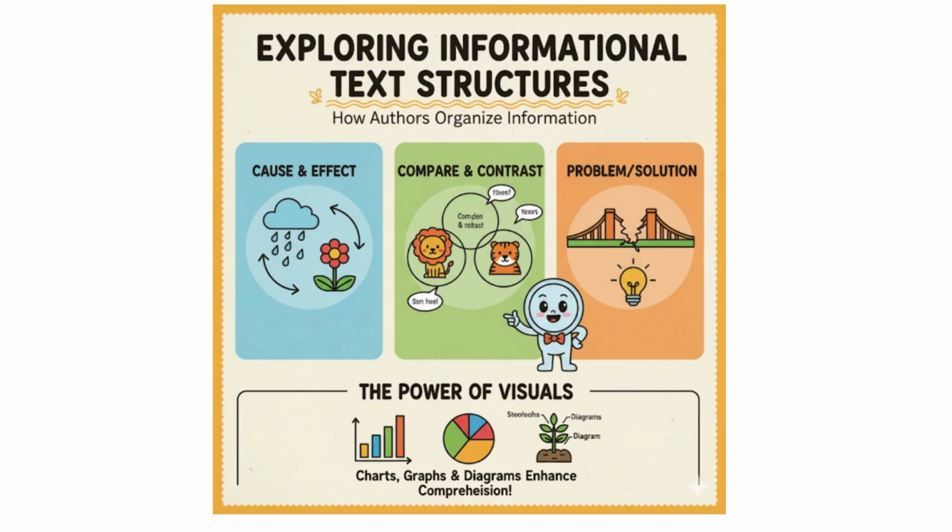Let's try some warm-up questions. Have you ever noticed when a story tells you why something happened? What might signal a cause and effect relationship? When you read about two things in a text, how can you tell if the author is comparing them? And can you think of a text that told you about a problem and then explained how it's solved? What clues did the author give you?